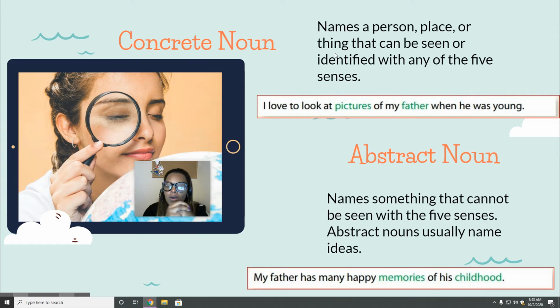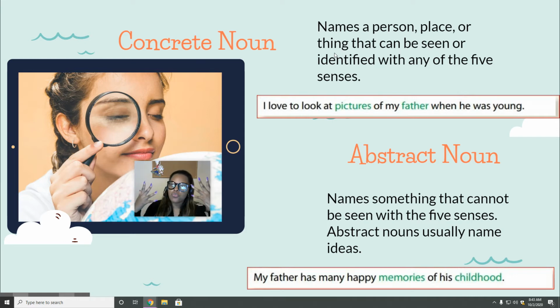Let's look at our example. I love to look at pictures of my father when he was young. So our nouns are pictures and father. Are they concrete? Can I go pick up a picture and touch it and look at it? Yes, so it's concrete. What about father? That's a person. That's someone who exists in the real world. So that is concrete. It's solid.